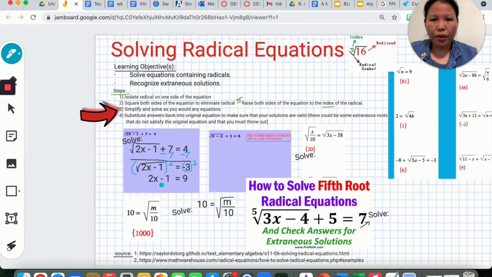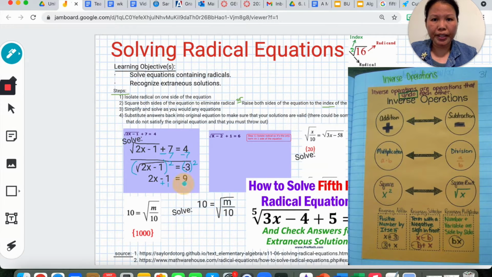And we are going to do the inverse of subtracting 1. I add 1 to both sides. I will have 10 on the right hand side. When I do that, the left hand side cancels out. So 2x equals 10. I know x can be equal to 5.